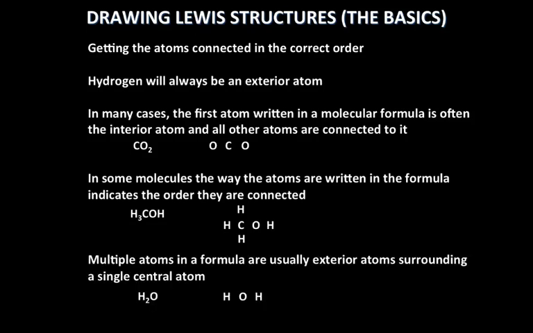And then finally, for some molecules, if you have multiple atoms in a formula, they will usually be exterior atoms, and they'll surround a single central atom, and probably the most obvious example of this is H2O. The atoms that are written first, the hydrogens, are exterior atoms, and the oxygen is in the middle. And this goes also with the first rule that says hydrogen has to be an exterior atom. So if you keep those things in mind, those are the things you want to keep in mind when you start to draw Lewis structures.